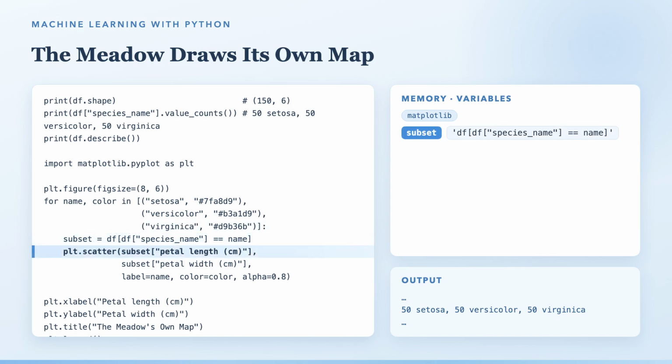First, print df.shape. It tells us 150 rows and 6 columns. Then value_counts on the species_name column. 50 Setosa, 50 Versicolor, 50 Virginica, and df.describe gives the means and ranges. Next we import matplotlib.pyplot as plt, and open a figure, 8 by 6. Now a small loop. For each name and color pair, Setosa, Versicolor, Virginica, we take a subset of df where species_name matches, and plt.scatter draws petal length against petal width in that soft color, with alpha 0.8. We label the axes, give it the title The Meadow Zone Map, add a legend, and plt.show paints the picture.